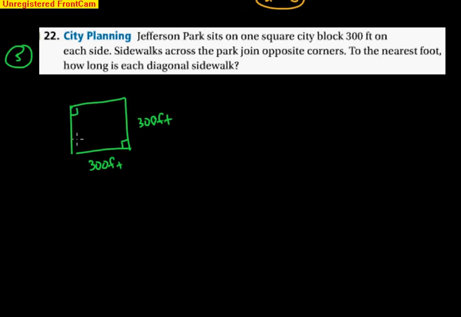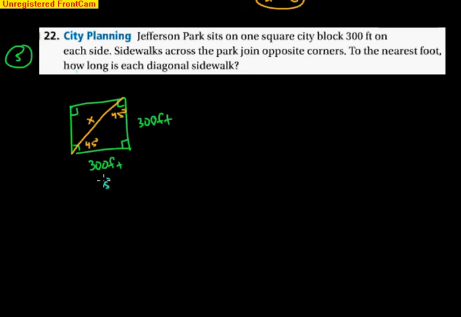Now this block is a square, so we have right angles in all the corners. And now, these sidewalks are diagonals through the square. So diagonal, here's the sidewalk. I don't know what this is, so call it X. But I do know that it breaks these corner angles into 45 degrees. And now I have a 45, 45, 90 triangle.